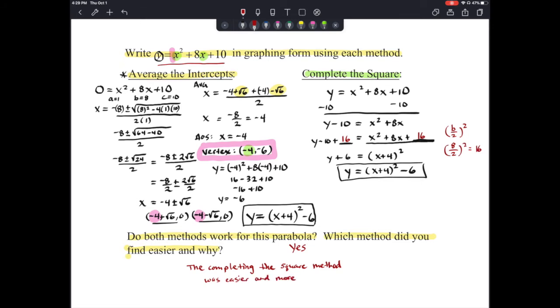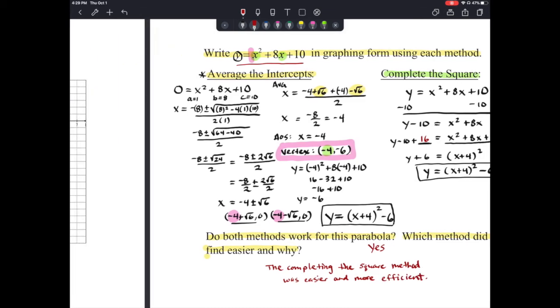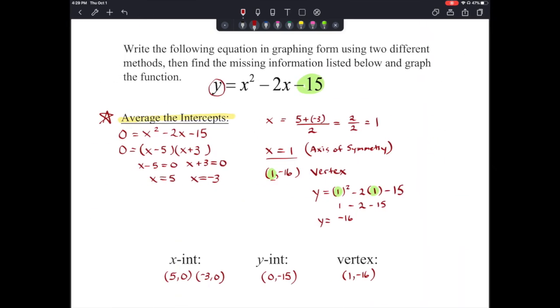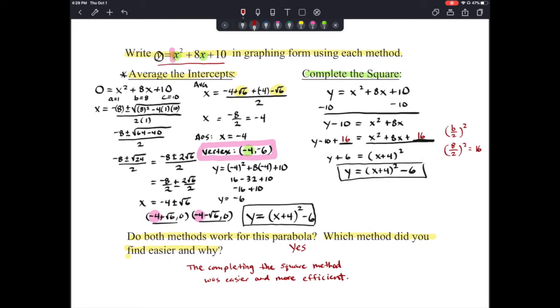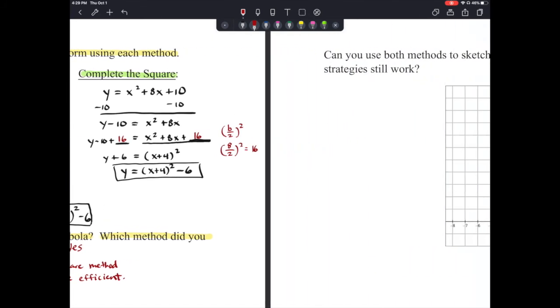But remember, this is for this function only. For another function, it might be easier to do it with averaging the intercepts. And maybe you said in the last one that averaging the intercepts was easier because it factored. That was maybe a little bit easier than completing the square on that one. This one, it looks like completing the square was definitely the more efficient, probably a little bit easier method. All right, let's move into the next one.